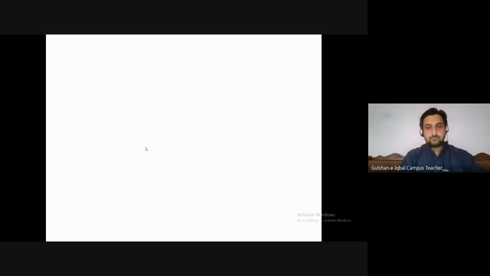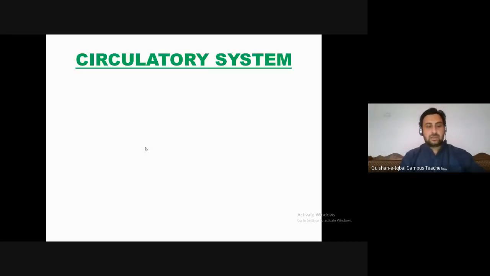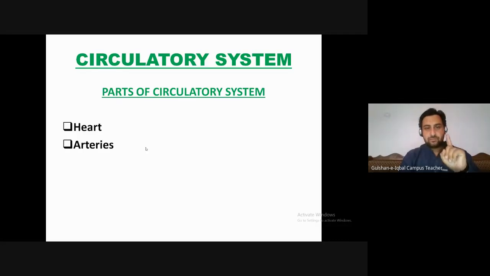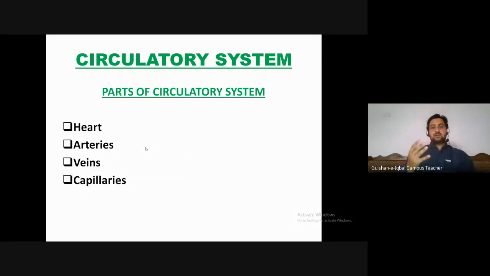Okay. Let's move on then. The next system is the circulatory system. Again, one of the most important systems, because it has veins, arteries, capillaries, and the heart. So it is very important. Let's discuss the circulatory system in frog now. First of all, the parts of the circulatory system in frog: the major part is the heart, then arteries, then veins, and then capillaries. These are the four parts present in the circulatory system of frog, or you can say in human beings as well.